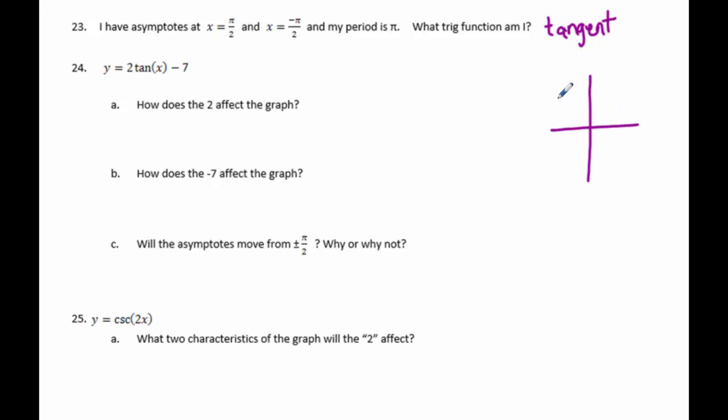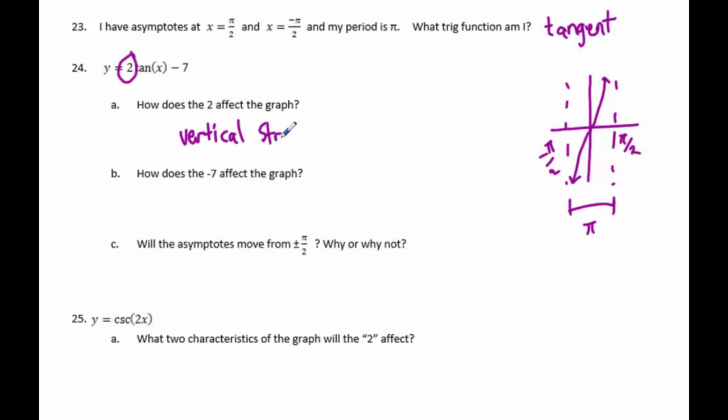Because with tangent, you have an asymptote here, and then it goes through 0. So the period of this is pi, and it has asymptotes at negative pi over 2 and pi over 2. For 24, the 2 affects the graph by making it a vertical stretch of 2. So we're remembering our transformation rules here. It's a vertical stretch of 2. The negative 7 at the end is a shift down of 7.